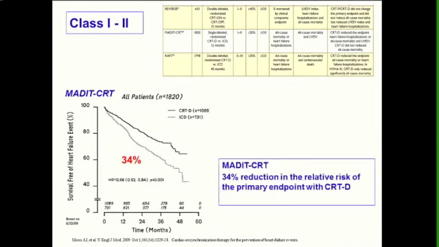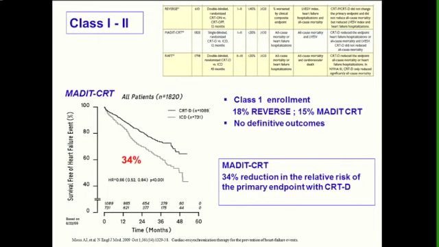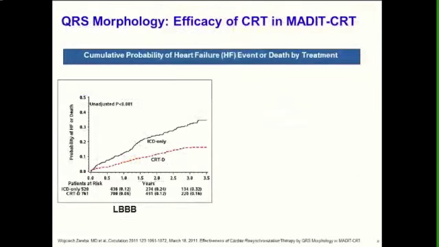It was the largest trial, and this found survival free from heart failure events was reduced by 34%, a significant reduction in a short time period. And this was really driven by heart failure hospitalizations. The mortality was relatively low in this group. Importantly, although these trials enrolled class 1 patients, there were a minority, only 18% in REVERSE and 15% in MADIT-CRT. There were no definitive outcomes from this group of patients.